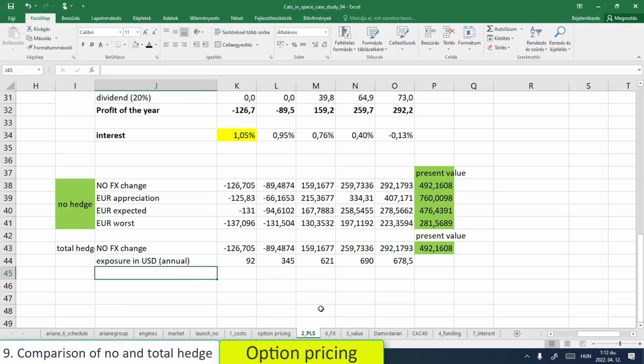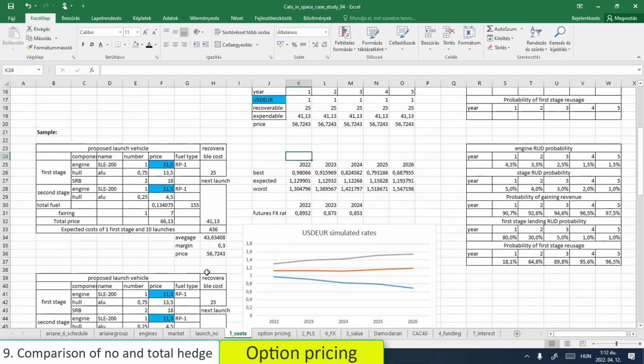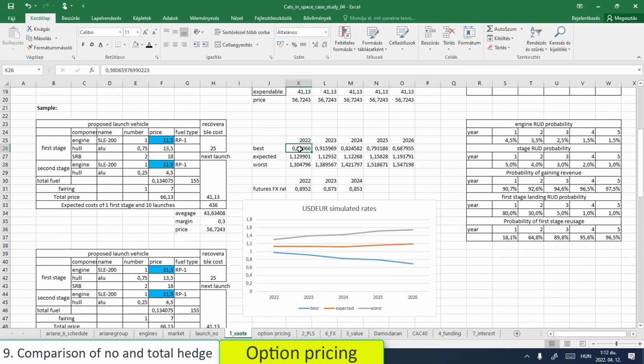Okay, so we have to decide what is the spot rate, what are the spot rates. So the spot rates will be, we have to pick one. Possibly. Then should it be the expected? Should it be the worst case? Should it be the best case? Let's have the expected scenario spot rates.